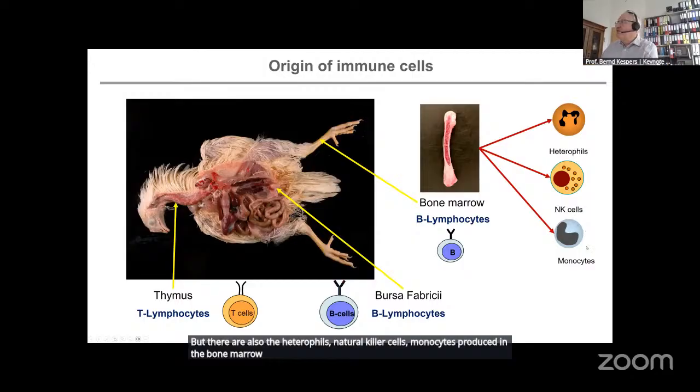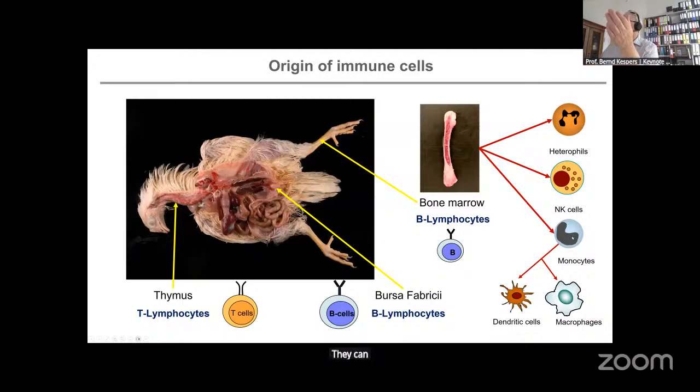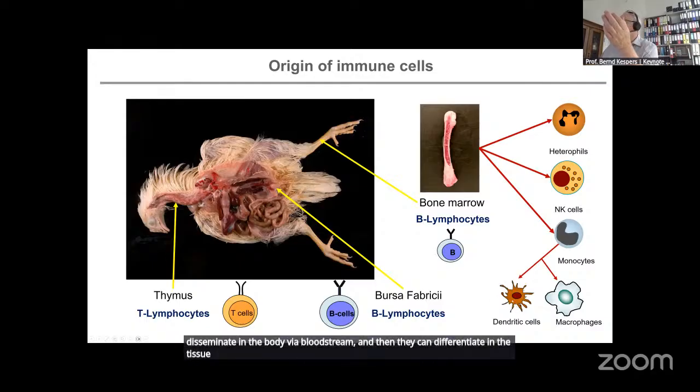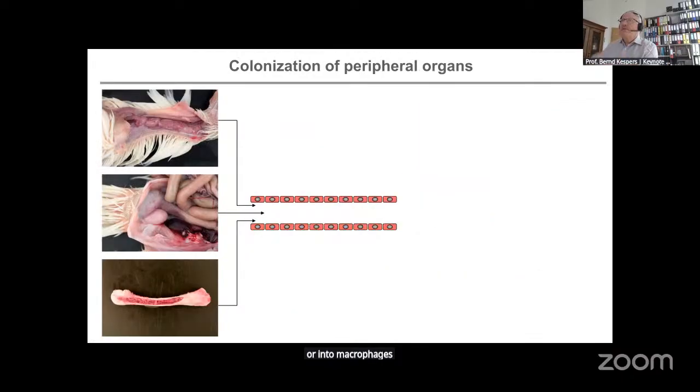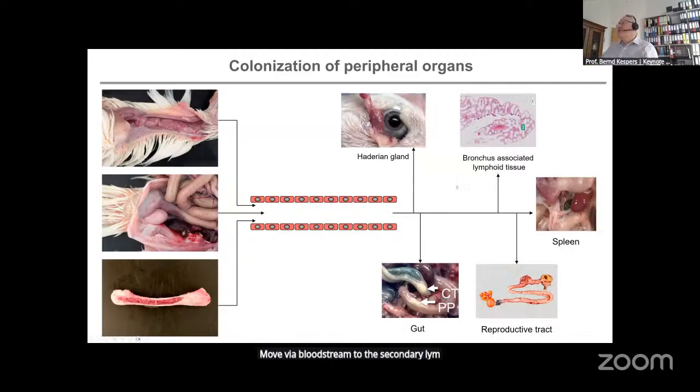In particular, monocytes are an interesting population of cells because once they have left the bone marrow, they can disseminate in the body via the bloodstream, and then they can differentiate in the tissue either into dendritic cells, which are professional antigen-presenting cells, or into macrophages. After maturation of all these cells, they will leave the primary lymphoid organs and move via the bloodstream to the secondary lymphoid organs. And here I've depicted the most important sites.